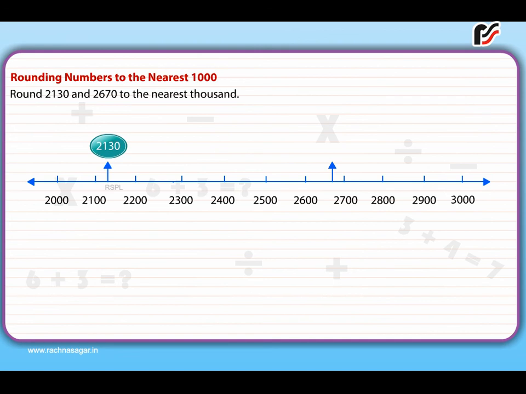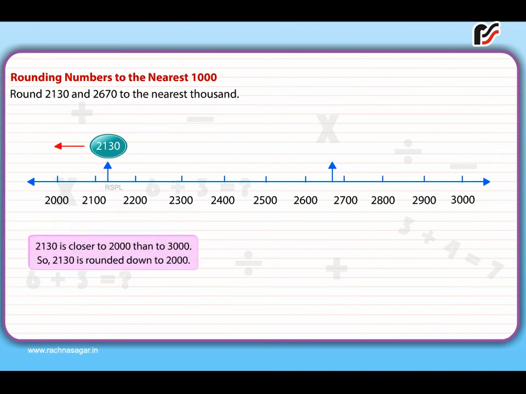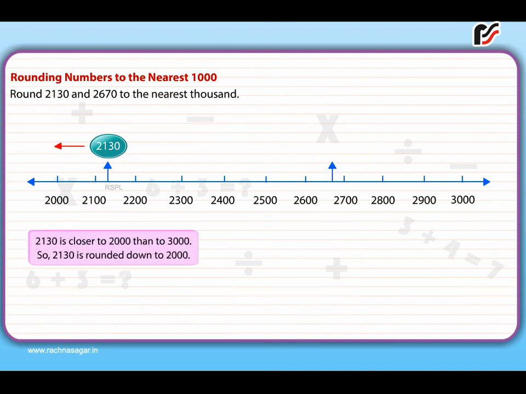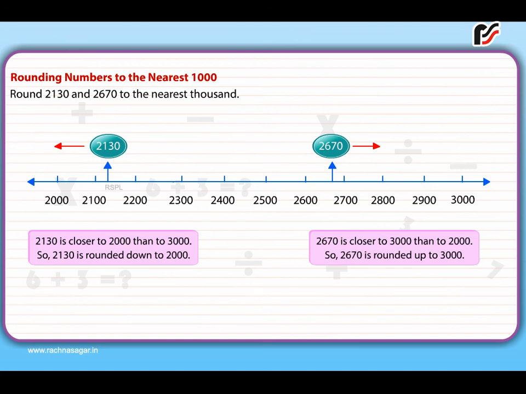Rounding numbers to the nearest 1000. Round 2130 and 2670 to the nearest thousand. 2130 is closer to 2000 than to 3000. So, 2130 is rounded down to 2000. 2670 is closer to 3000 than to 2000. So, 2670 is rounded up to 3000.